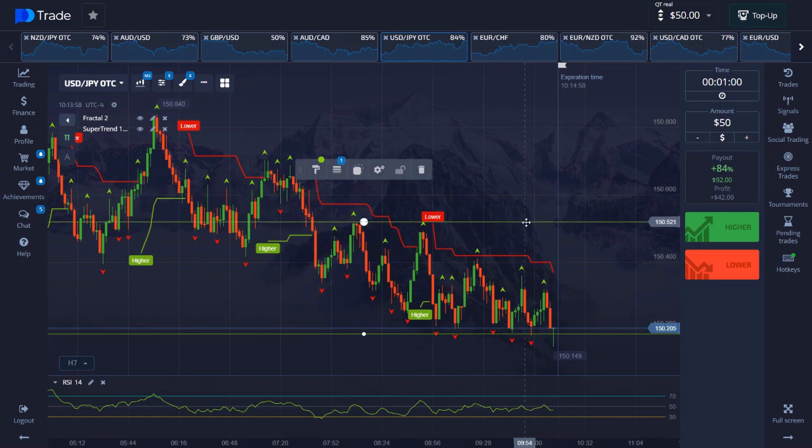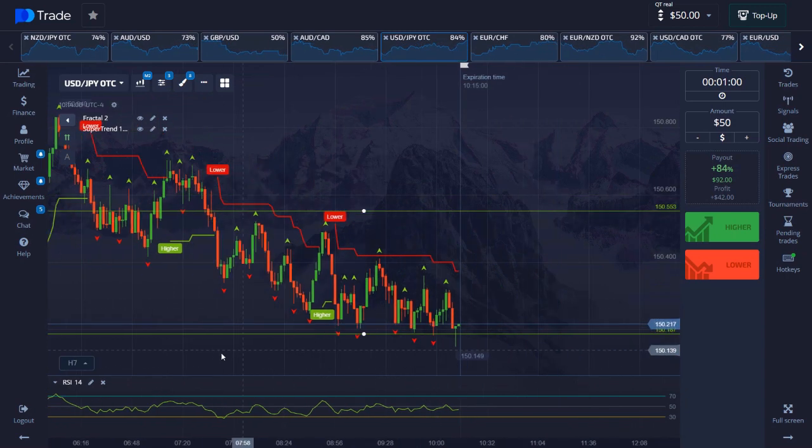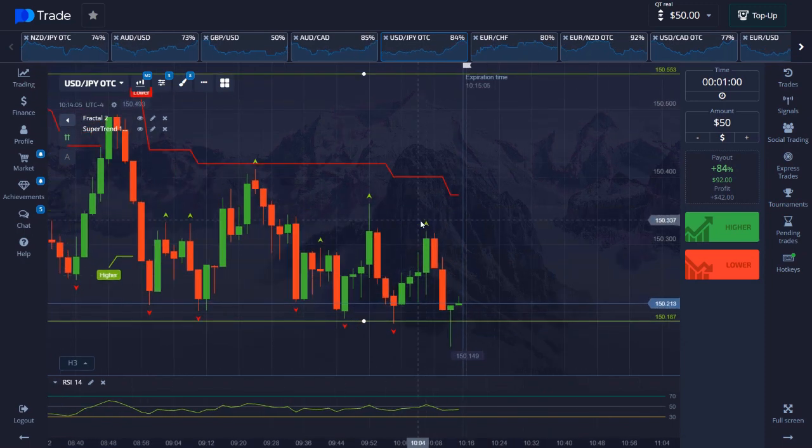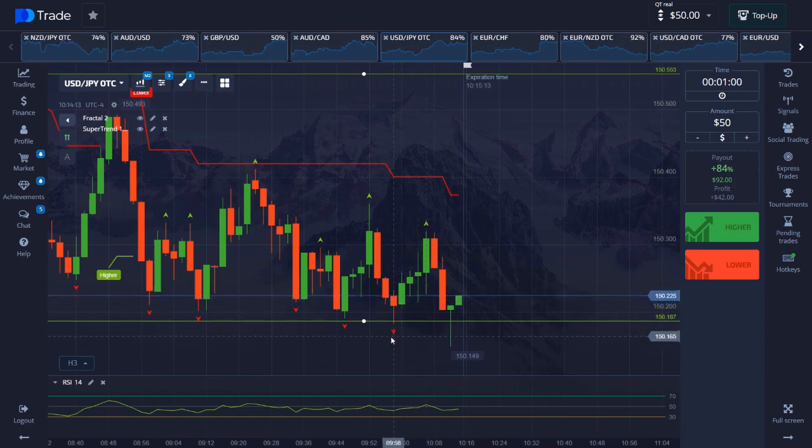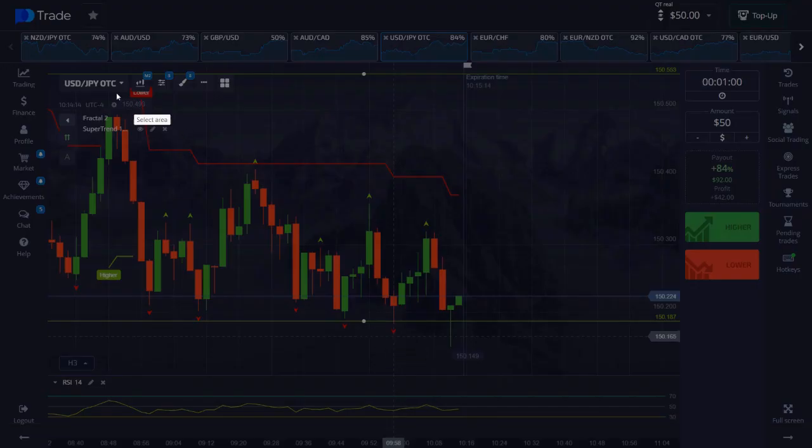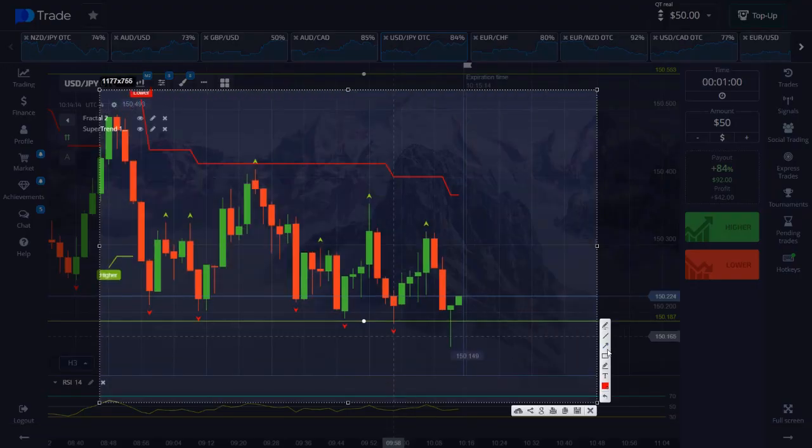In general, friends, today we are working with an amount of $50. The expiration time is 1 minute. Of course, the transaction amount is $50. Then we need to set up several indicators. 1: the fractal indicator, 2: the RSI indicator, and 3: an indicator we will use as an auxiliary one, called Super Trend. This is a bunch of indicators that will help us make money today.